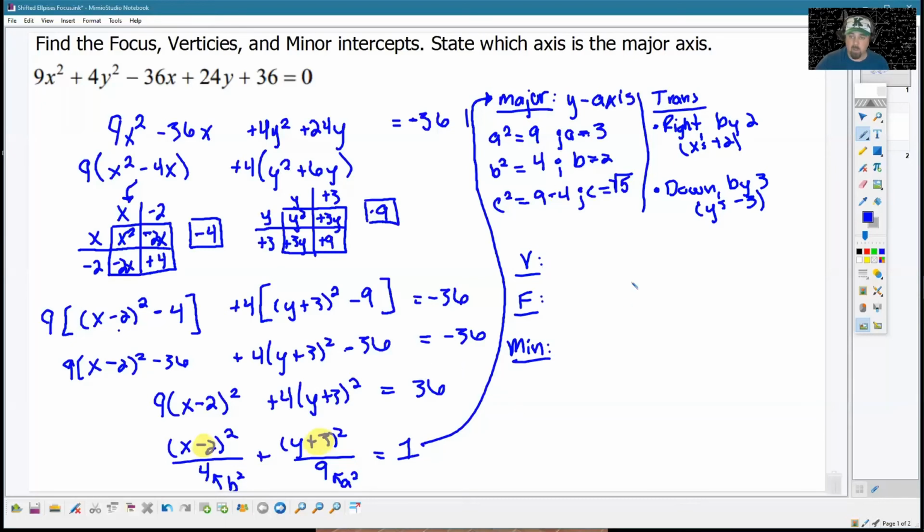So we ignore the transformations and just use our definitions from before, the a, b, and c. Vertices are the c, since our major axis is the y, they're going to be y values. So this is going to be 0. I'm sorry, vertices aren't from the c, vertices are from the a. 0, plus or minus 3. Foci are from the c. 0, plus or minus the square root of 5. And minor intercepts then are going to be on the x. Those come from b, plus or minus 2, 0.